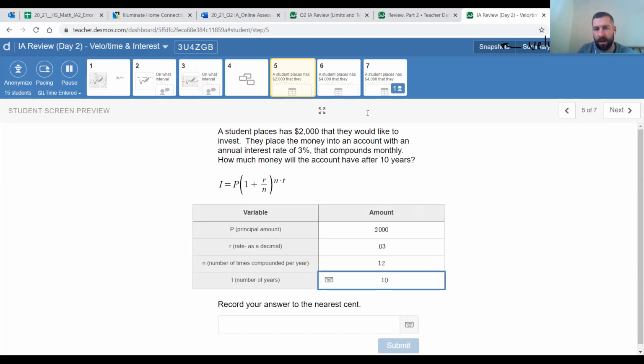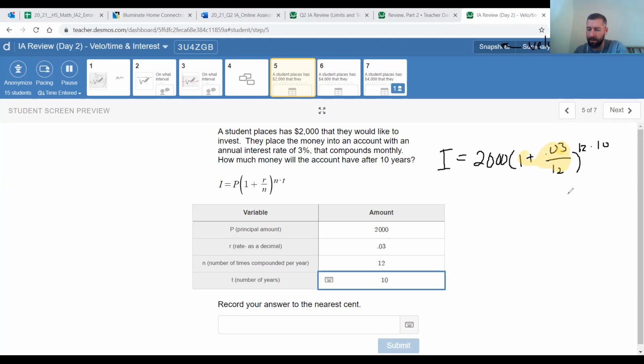So it's just a matter of us making sure that we have all this information and that we evaluate it properly. So our I, our interest, is going to be 2,000, our principal, times 1 plus our rate divided by n, so 0.03 divided by 12, all to the power of n times t, so 12 times 10. And just simplify some things first. So in a problem like this, I'm absolutely going to work inside those parentheses first, and I'm going to do that fraction inside those parentheses first. So the first thing I'm going to do is 0.03 divided by 12.